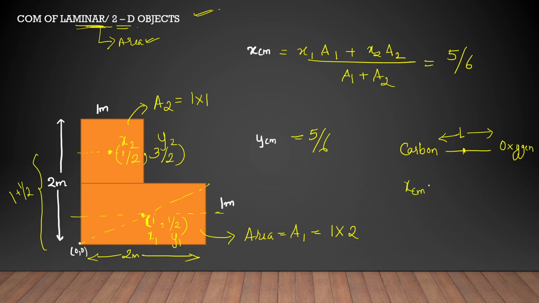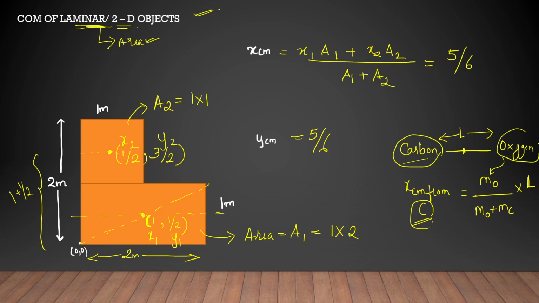So the center of mass from carbon will be equal to the mass of oxygen divided by the mass of oxygen plus the mass of carbon, multiplied by the distance between them. From where we have to find the center of mass? From carbon. So the numerator would contain the mass of oxygen. The opposite thing happens over here. So this is the way in which we try to solve all the center of mass questions and all related topics.